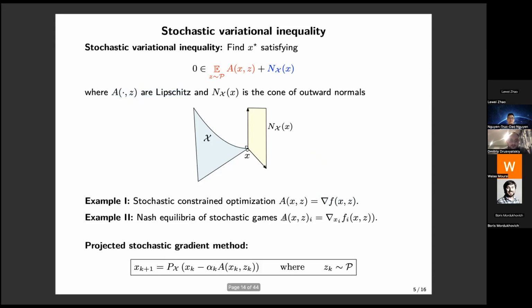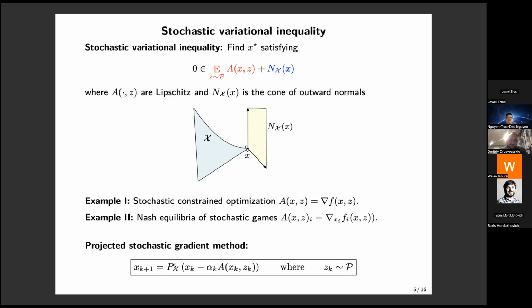Okay, good. And so the projected stochastic gradient method for solving equations now takes a very similar form. It's not really called the stochastic gradient method; it should really be called the stochastic forward-backward algorithm, but let's just call it stochastic gradient. What you do is you walk in the direction of A, like the gradient. You sample z_k from P, you go in the direction of A(x_k, z_k), and then you project back into the constraint set. So in the context of optimization, this is just the projected stochastic gradient method.